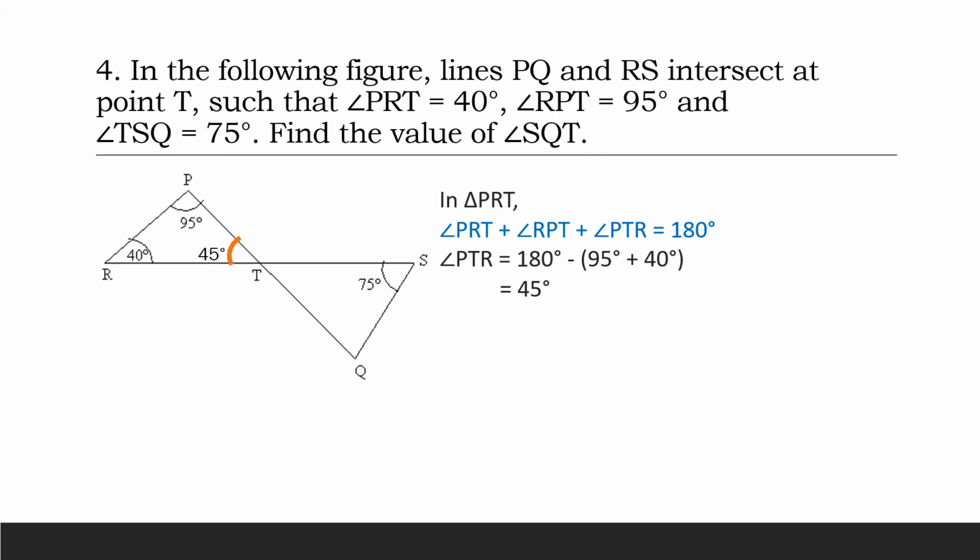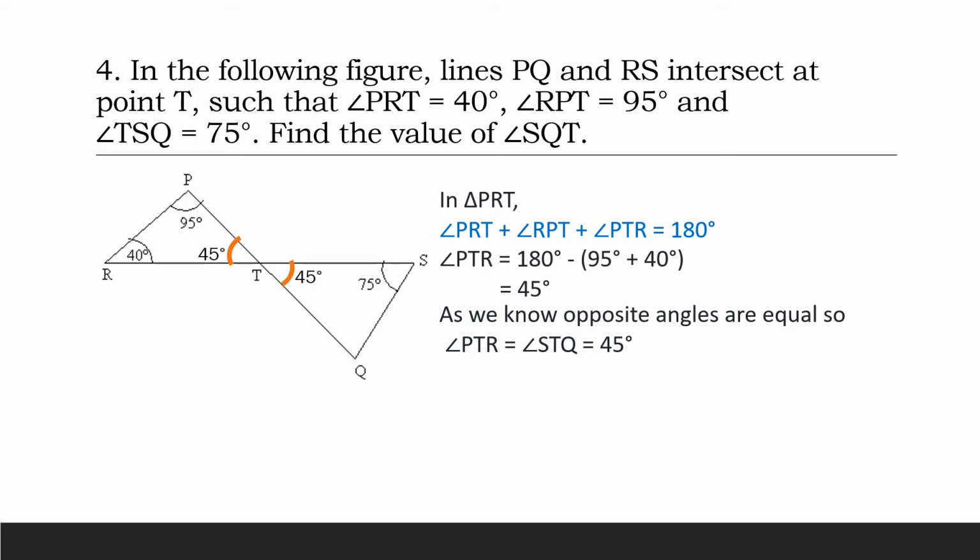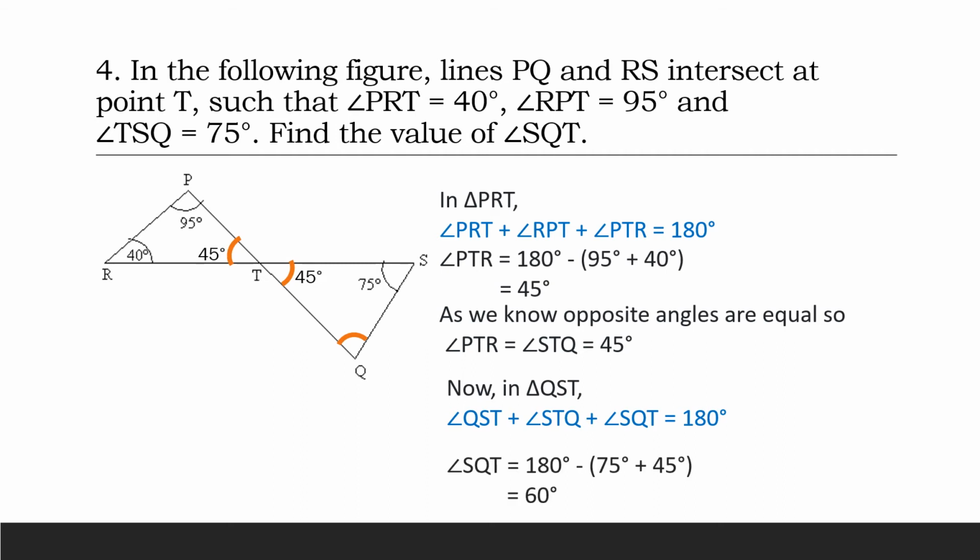Now opposite angles are equal. So we get angle STQ is equal to 45 degrees. That is also equal to 45 degrees. Now in this triangle STQ, we know two angles, so we can easily find angle SQT. That is, add these two, 45 plus 75, and then subtract from 180 degrees. So we get 60 degrees.